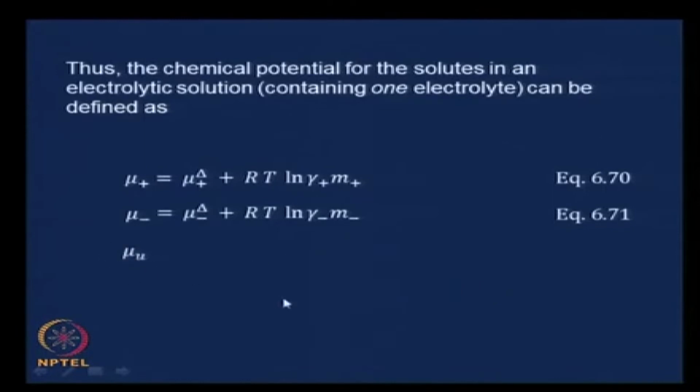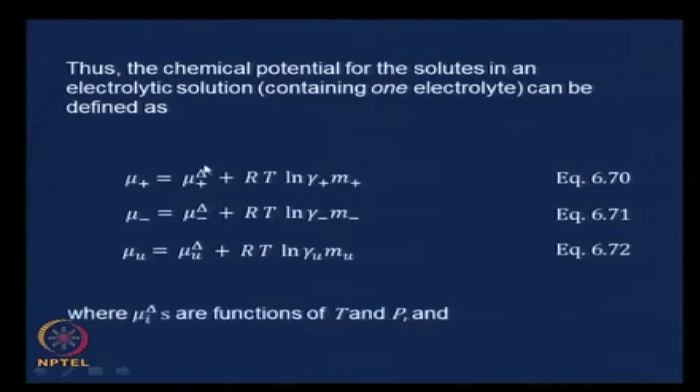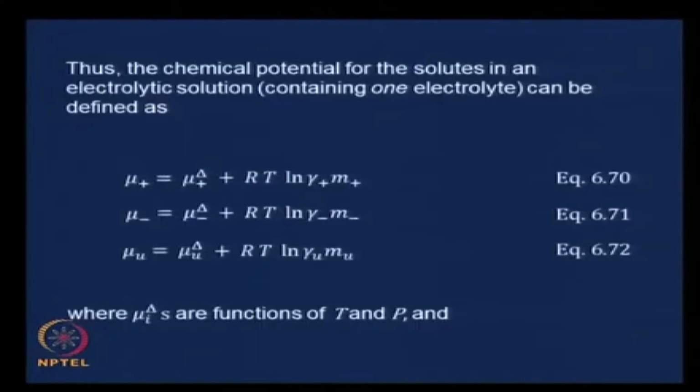the chemical potential of the undissociated species, is nothing but mu_u triangle plus RT ln gamma_u m_u, equation 672, where these mu triangles, the standard values, are functions of temperature and pressure, the same way as mu hash was, and of course gamma_i tends to 1 as m_i tends to 0 in all these cases, in line with the definition that we have given earlier.